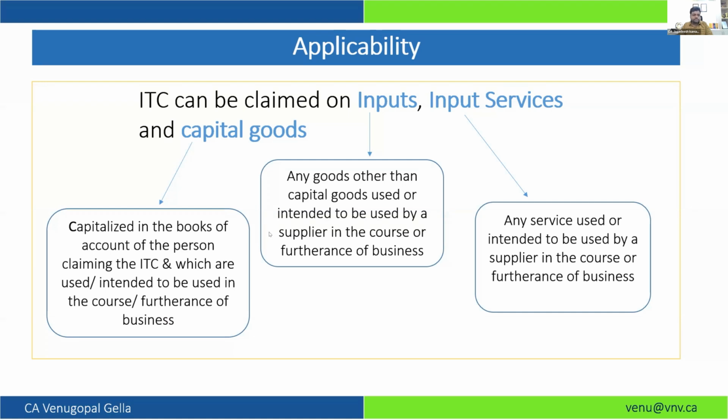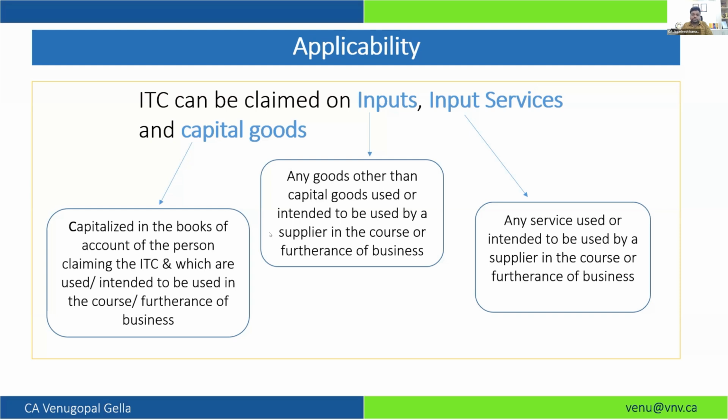What is meant by capital goods? Capital goods means capitalized in the books of account of the person who is claiming the ITC, which are used or intended to be used in the course or furtherance of the business. So all the goods are covered in order to avail the ITC.